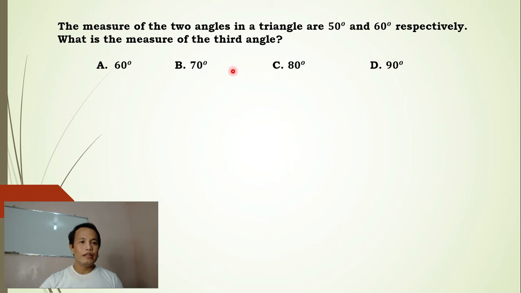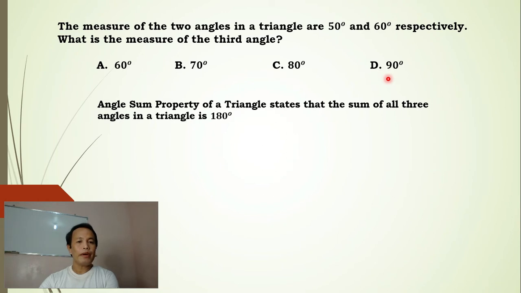So let us try these examples. The measure of two angles in a triangle are 50 degrees and 60 degrees respectively. What is the measure of the third angle? A. 60 degrees, B. 70 degrees, C. 80 degrees, D. 90 degrees.